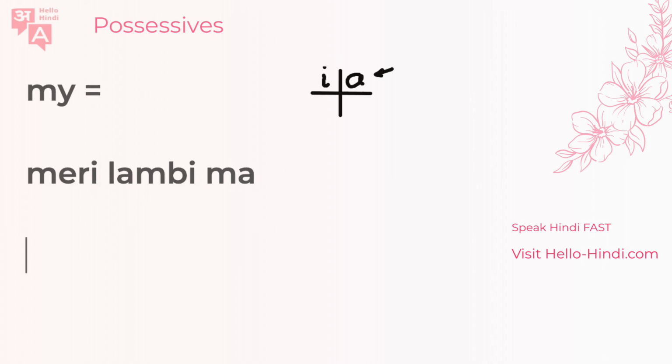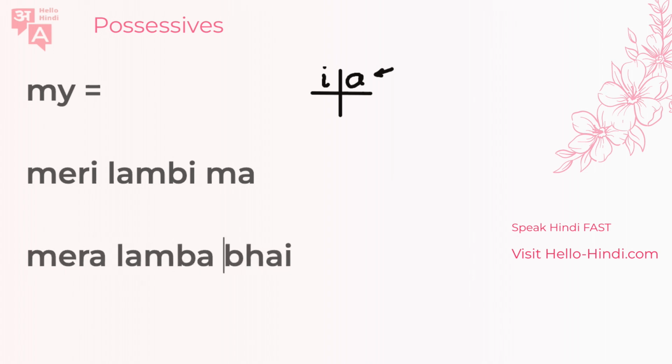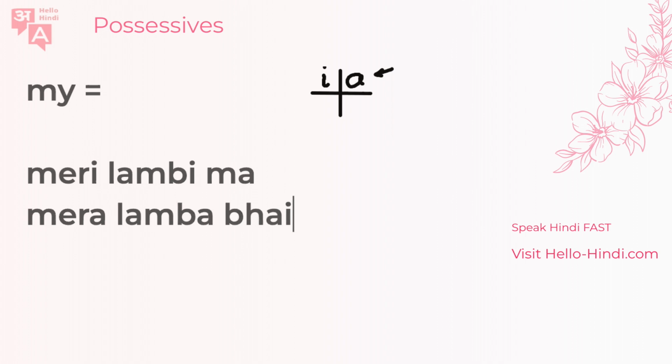Meri lambi ma. How can you say my tall brother? And the word for brother is bhai. And we'll say mera lamba bhai, my tall brother. This way, meri lambi ma, mera lamba bhai. Now, the last one is, of course, if you have multiple people, the plurals. So let's say you want to say my black dogs.